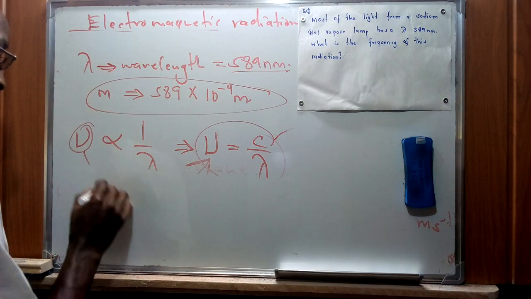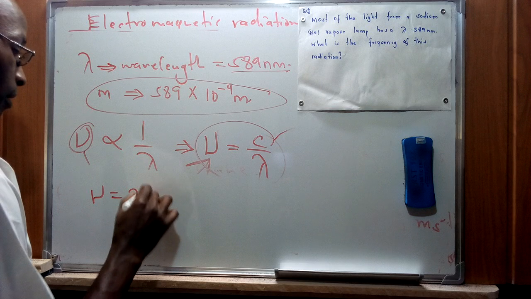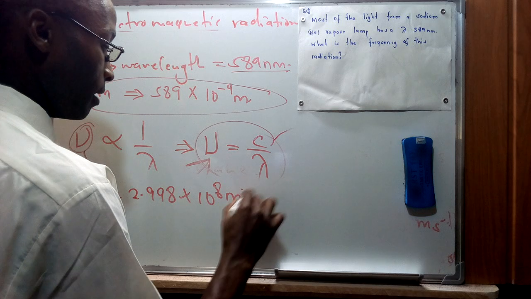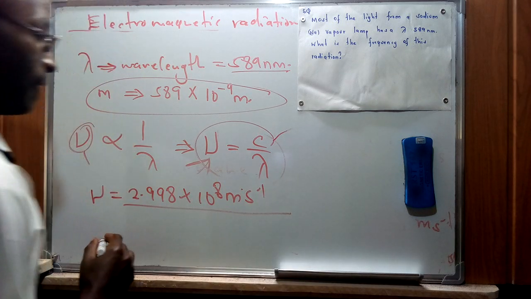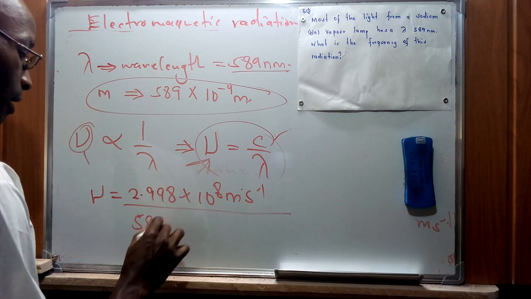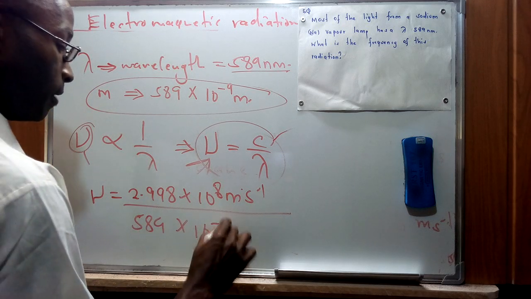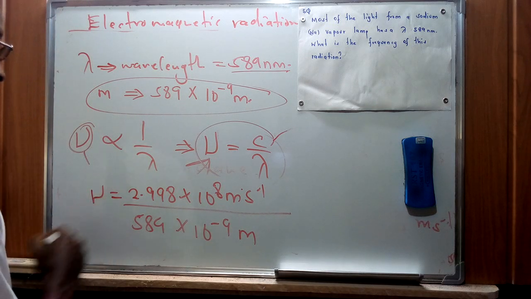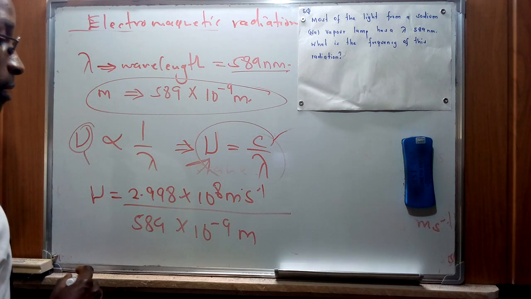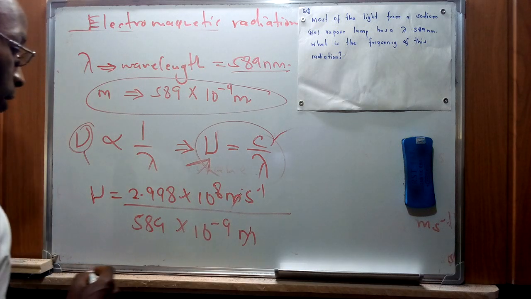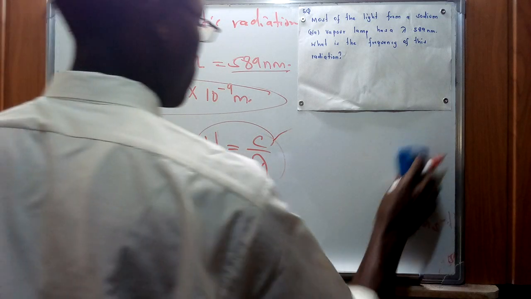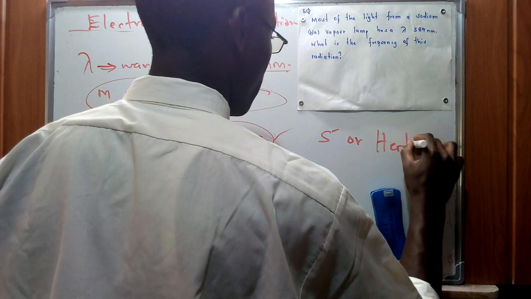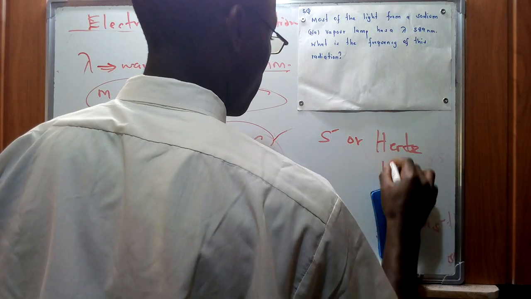in order to find the frequency which we are being asked for. So the frequency will be the speed of light, 2.998 times 10 to the 8 meters per second, divided by the wavelength, which is 589 times 10 to the negative 9 meters. Normally these frequencies are oscillations or cycles per second. So therefore the unit is per second, or hertz.